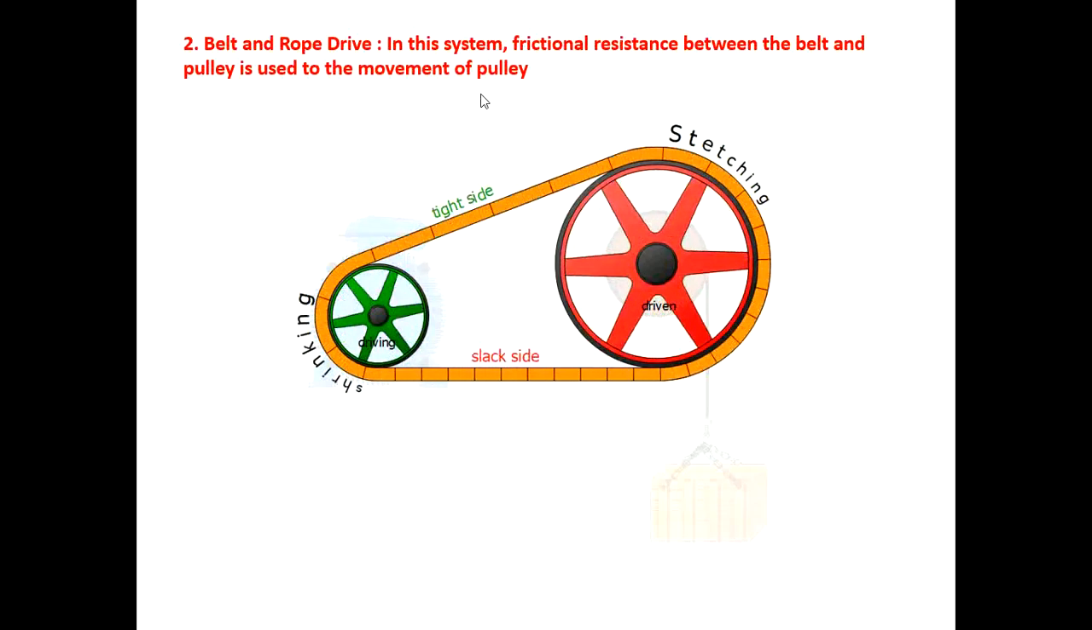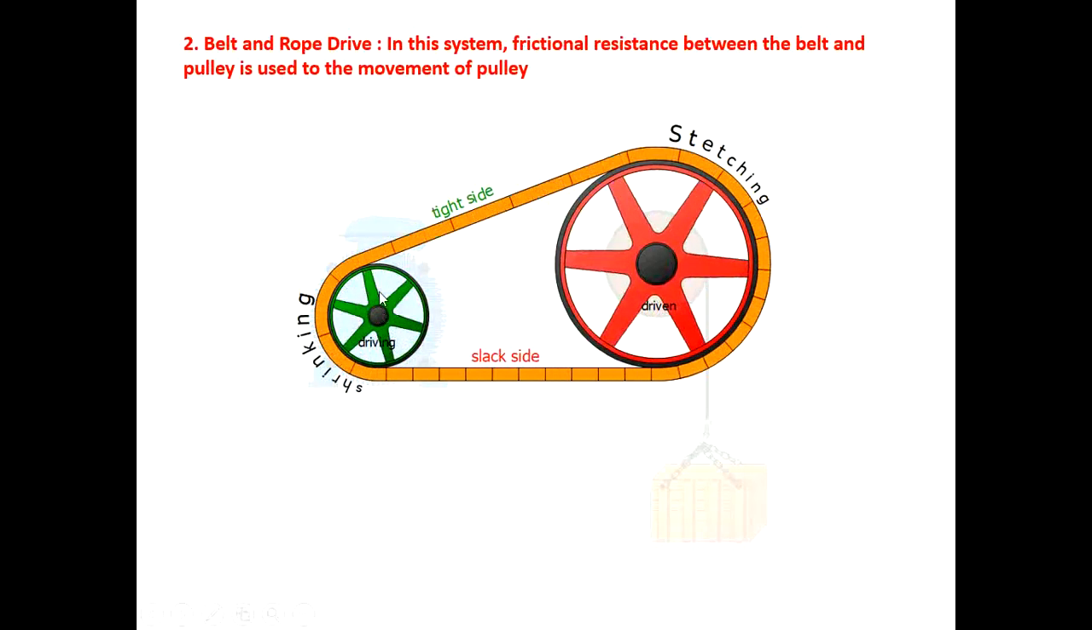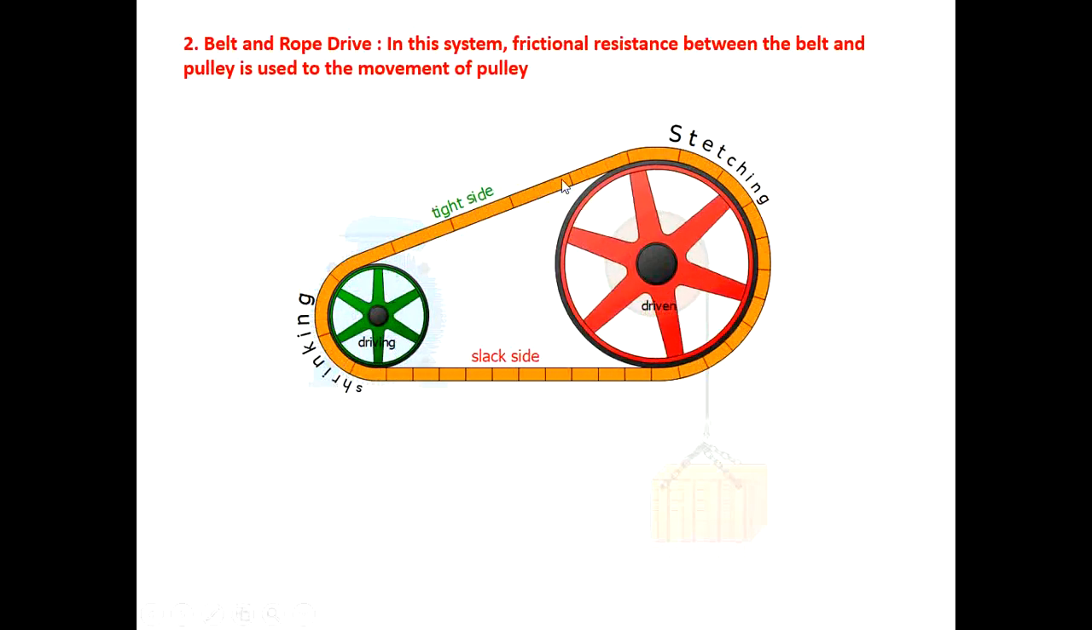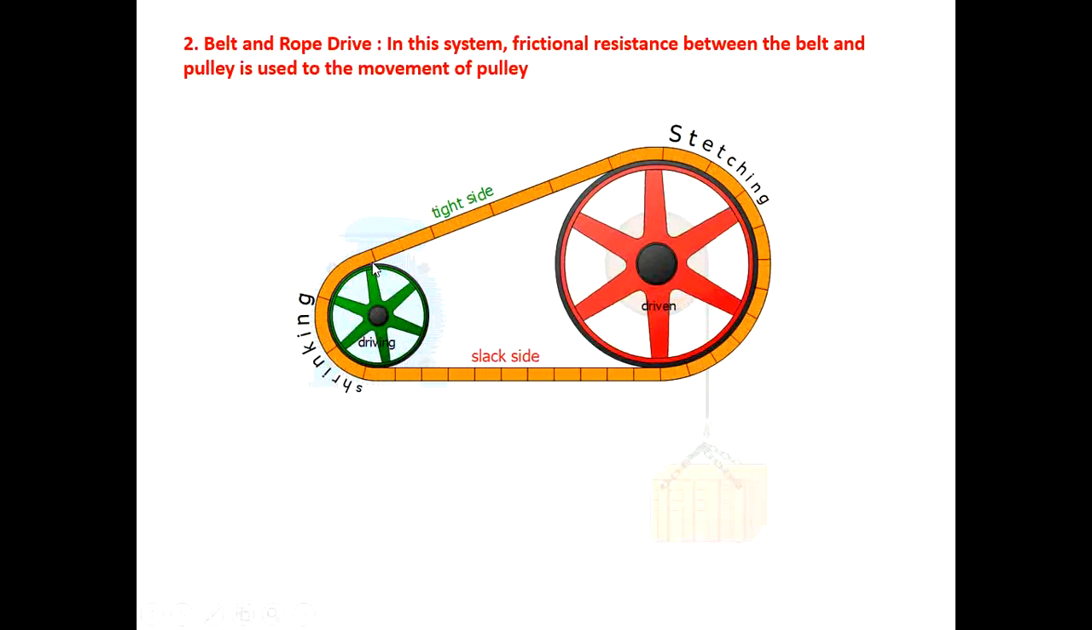And belt and rope drives. Here the movement of the belt and pulley will have some frictional force. This frictional force is utilized to drive the pulley, the driving pulley and the driven pulley. So this is another example of friction. There will be frictional force between the pulley and the belt or chain or rope.